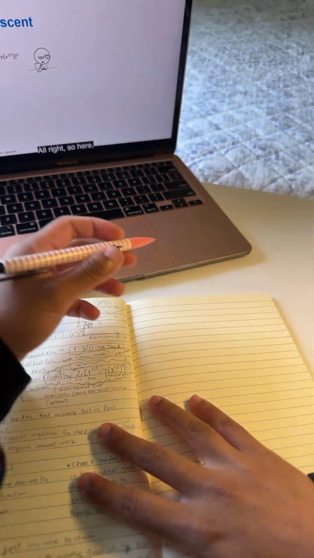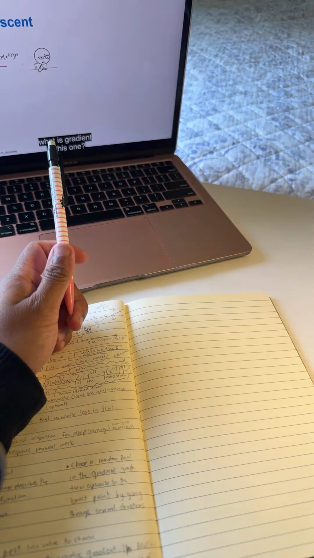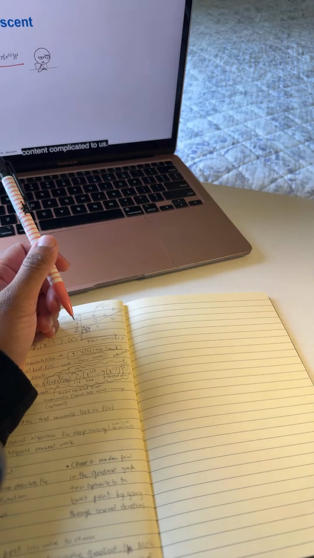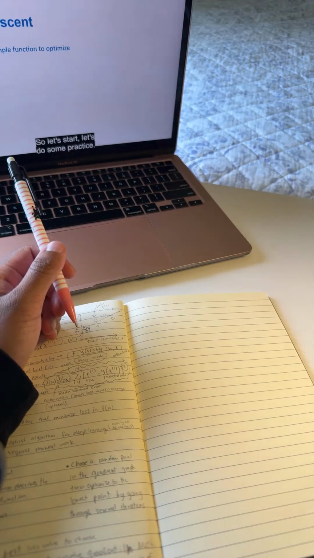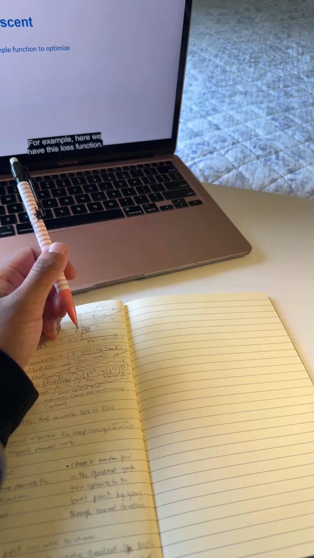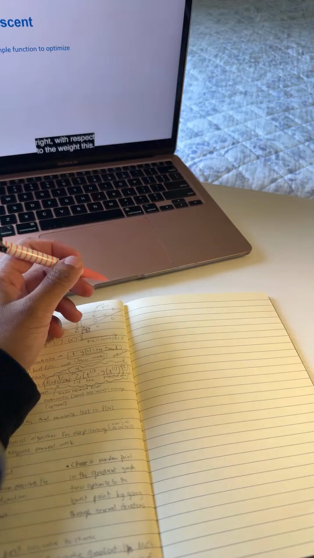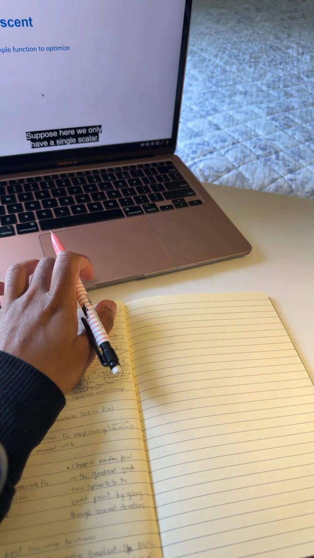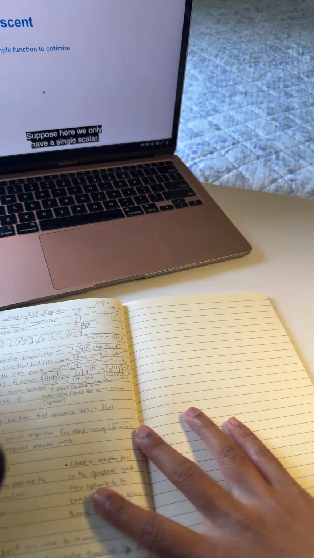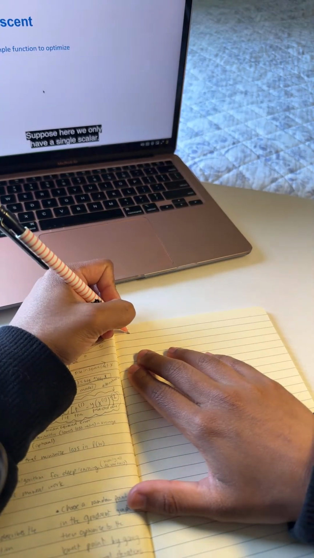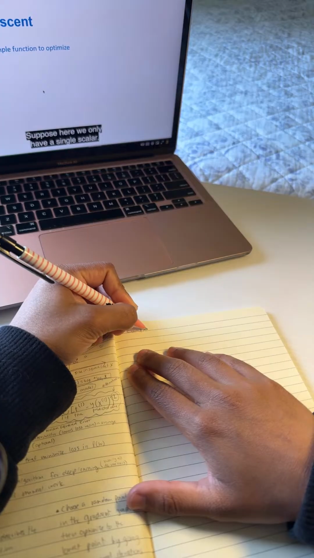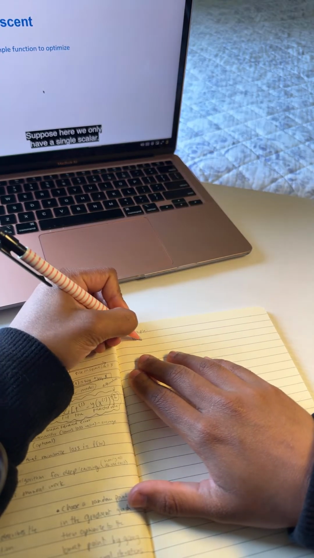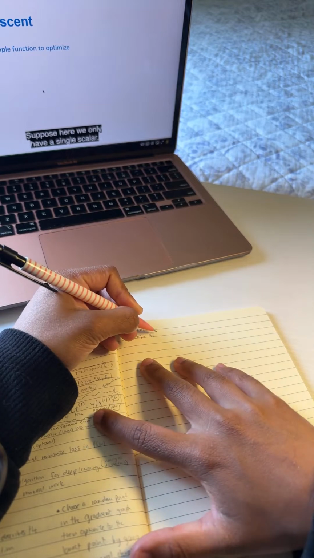Okay, so what is the gradient of this one? This may be a little complicated for us, so let's do some practice. For example, here we have this loss function. Suppose this is the loss function. We want to minimize this loss function with respect to the weight. Suppose here we only have a single weight. Example: we have a loss function, and we have a single weight.